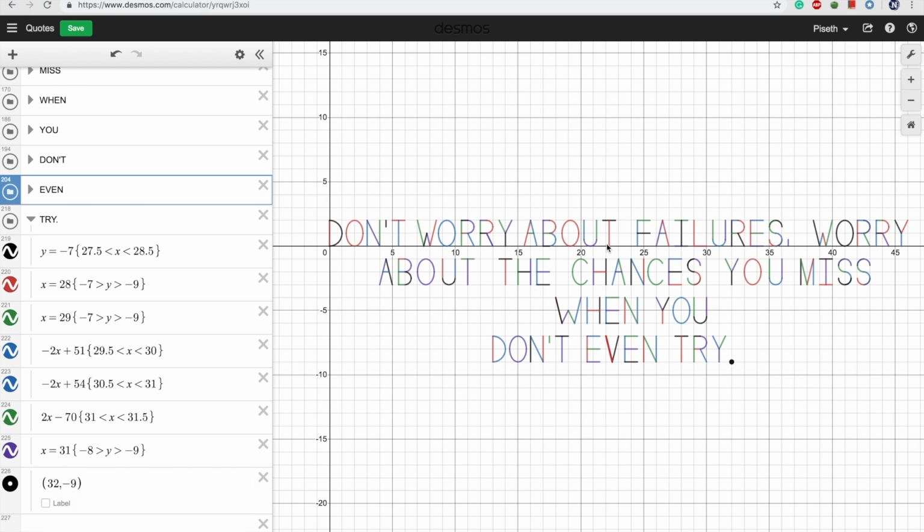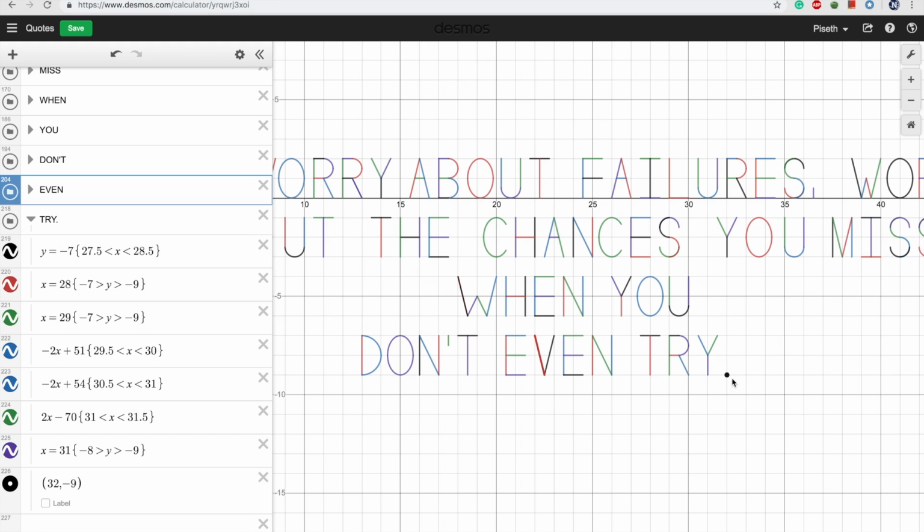For this quote, all I used was linear equations, such as y equals or x equals and y equals x. And I also use the circle equation, and I did not use any complex function to create this quote. And to create this dot, I put the point, which is 32 and negative 9.